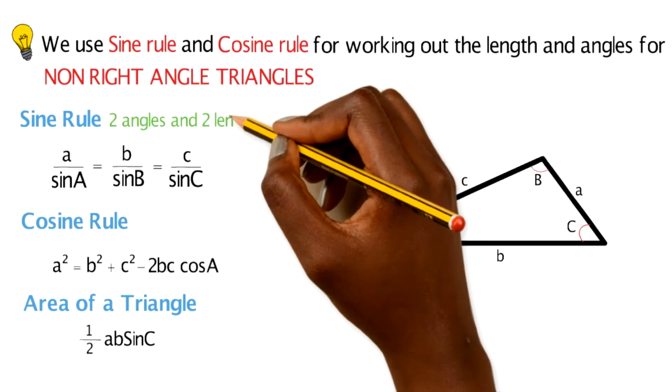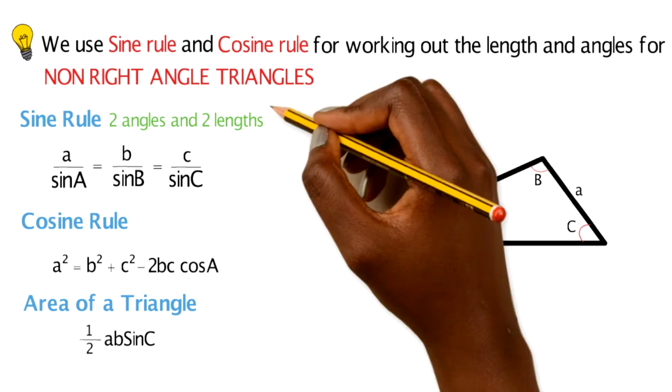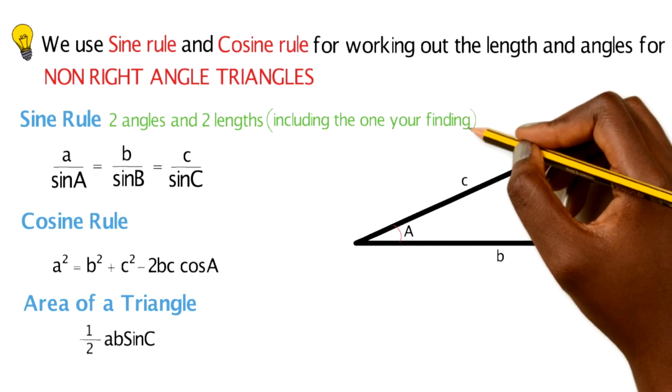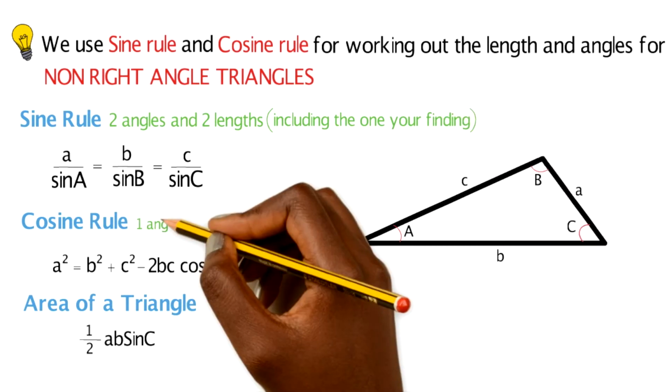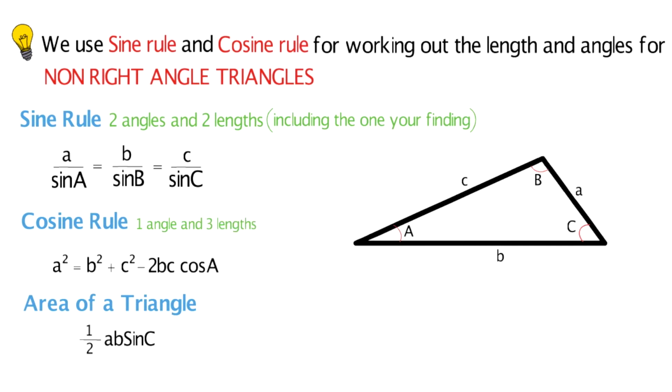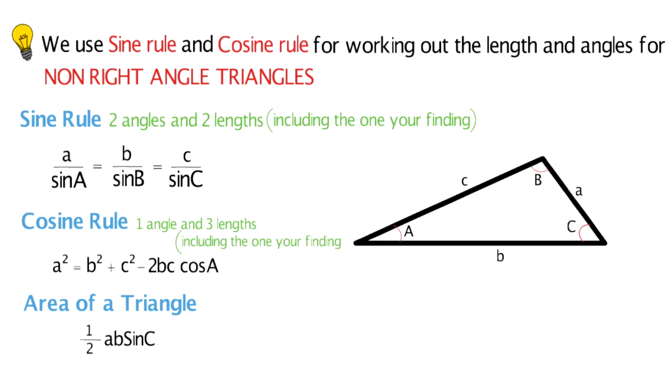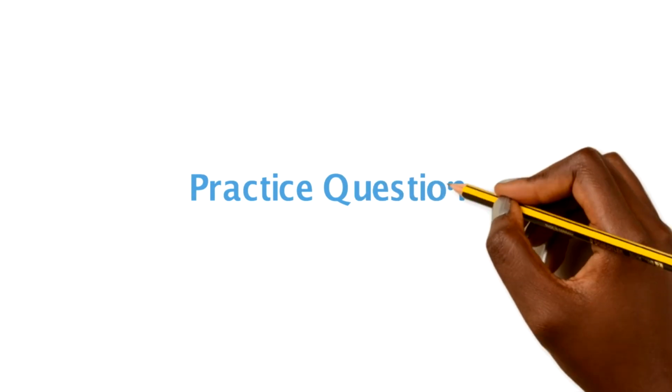Now, rule of thumb, in an exam question, to know whether you're using sine or cosine rule, if you have in total two angles and two lengths, including the one that you're finding, use sine rule. This is my rule of thumb. If in an exam question you have one angle and three lengths, inclusive of the one that you're finding out, use cosine rule. And this will really help you. So now that you understand this, we're just going to crack on into some practice questions.